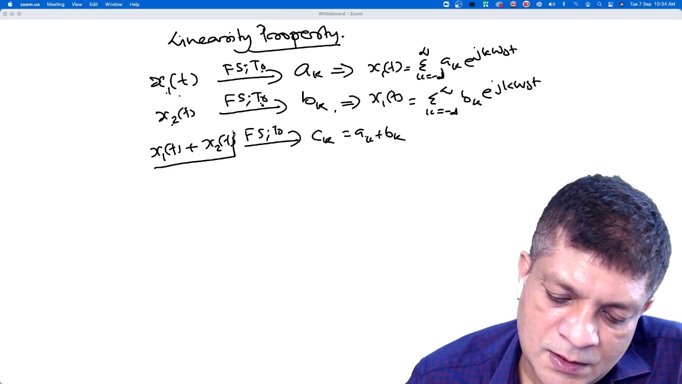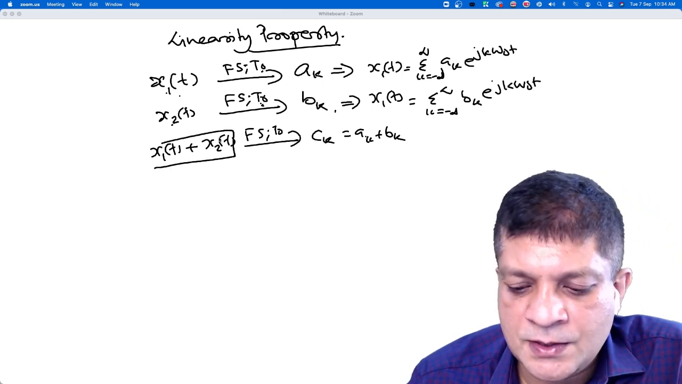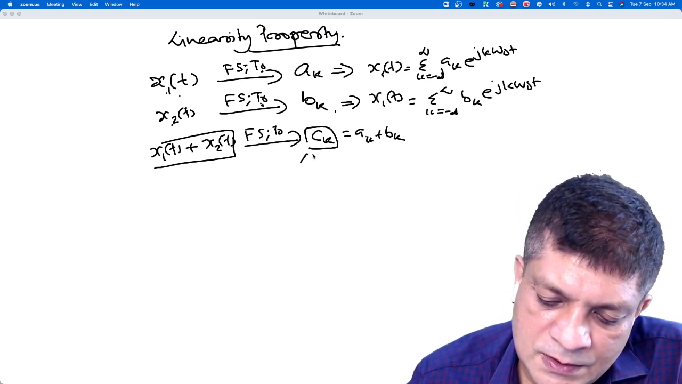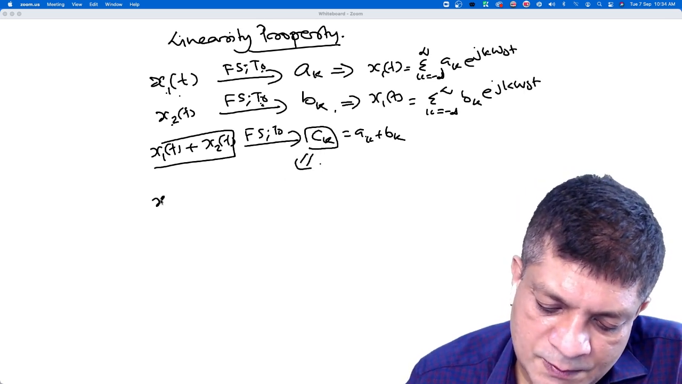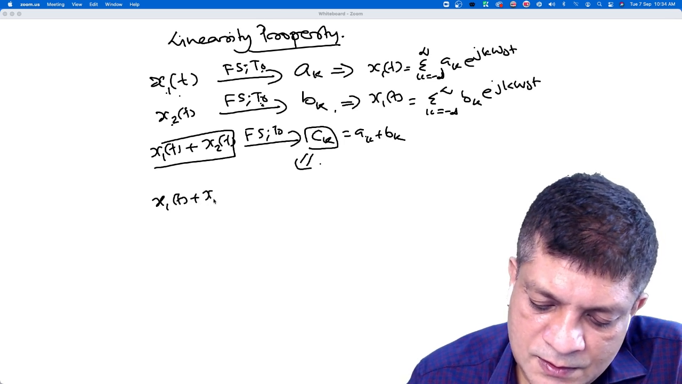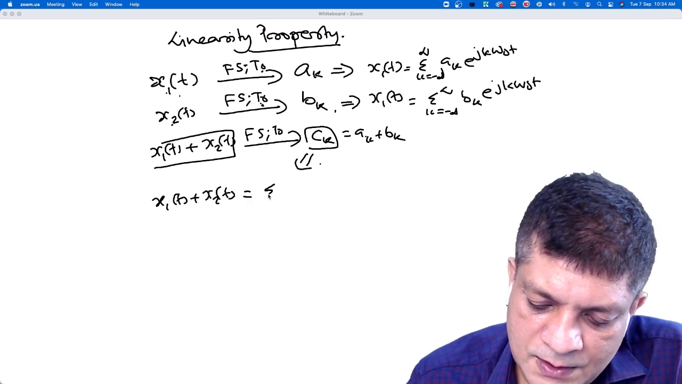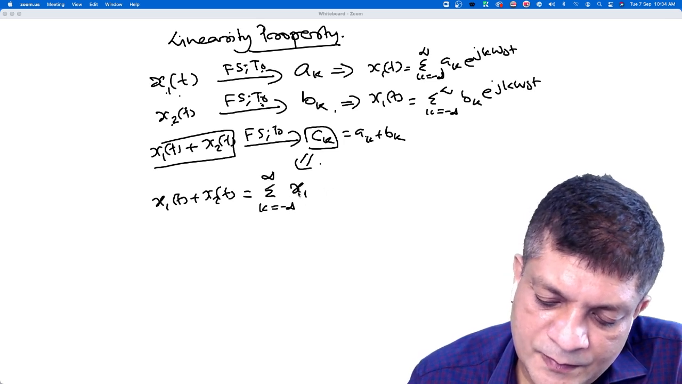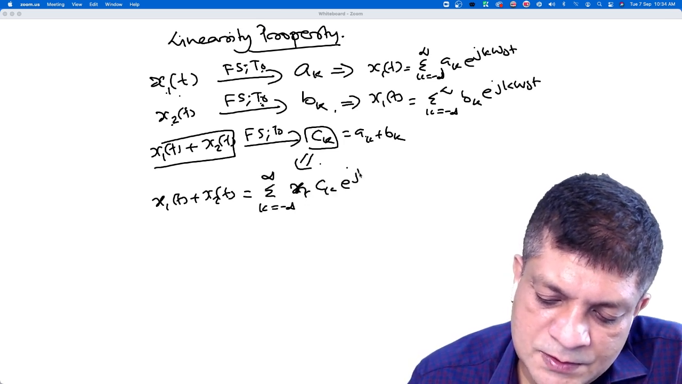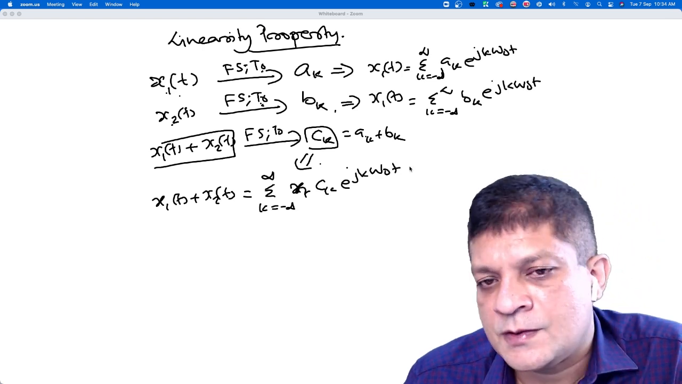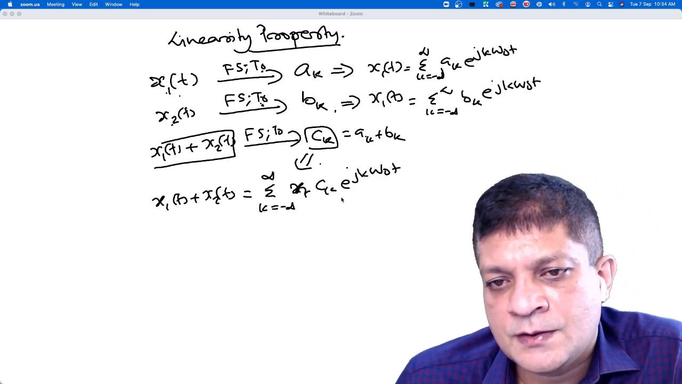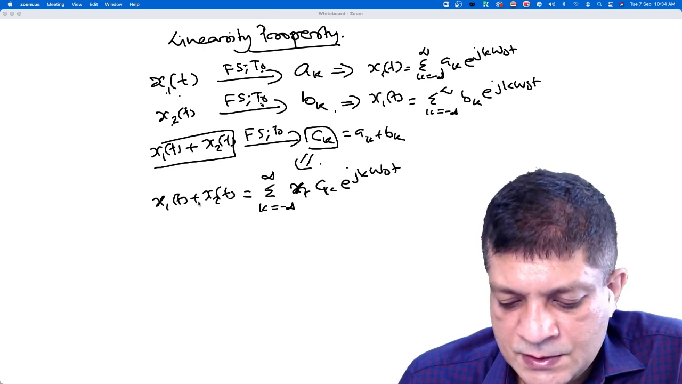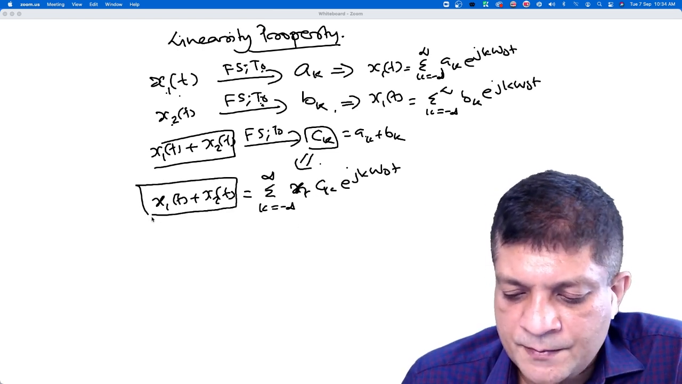Now suppose this x1(t) plus x2(t) has a Fourier series representation with coefficients c_k. What does it mean? x1(t) plus x2(t) can be expressed as the sum of c_k e to the power j k omega naught t. That is a Fourier series representation of this periodic signal.